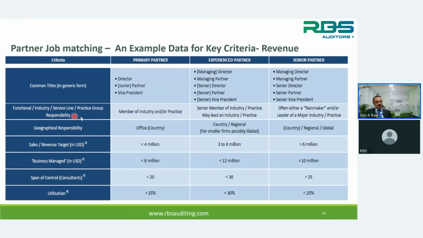Then functional or industry-wise. If you see the primary partner, it is a member of the industry or practice. The experienced partner is a senior member of the industry or practice and may lead an industry practice.